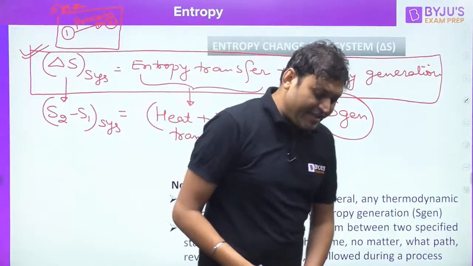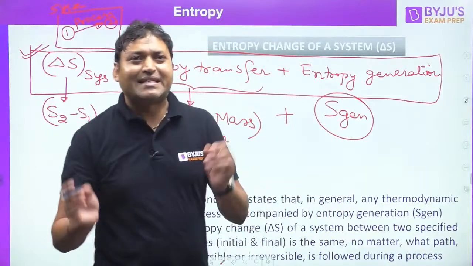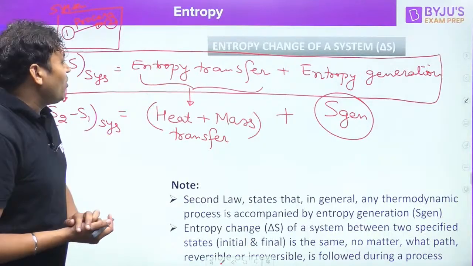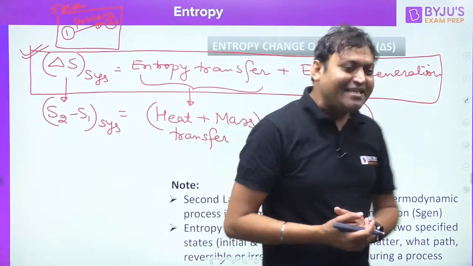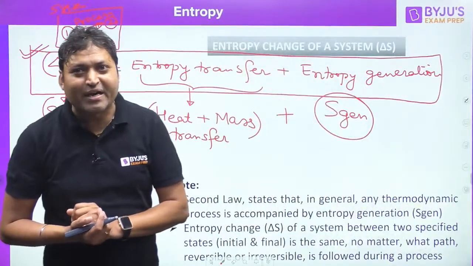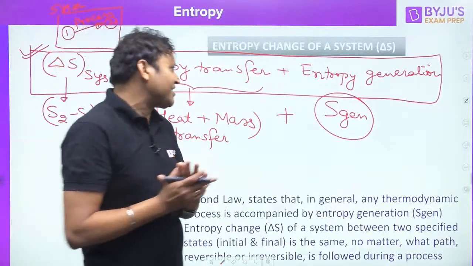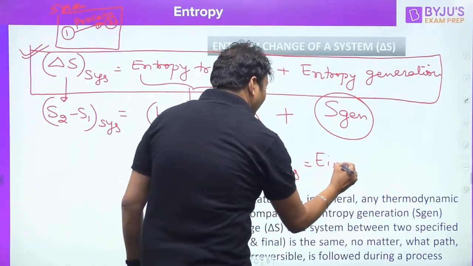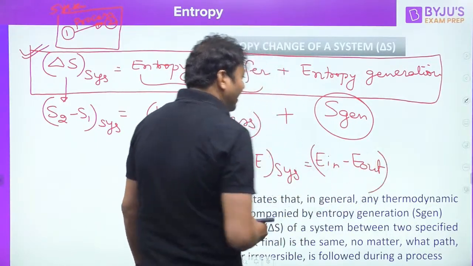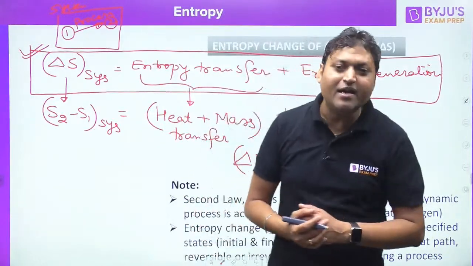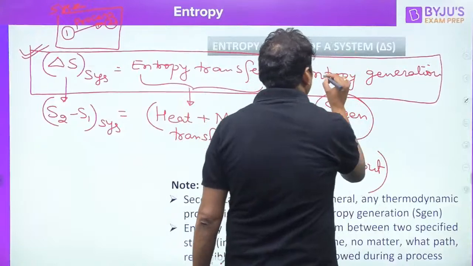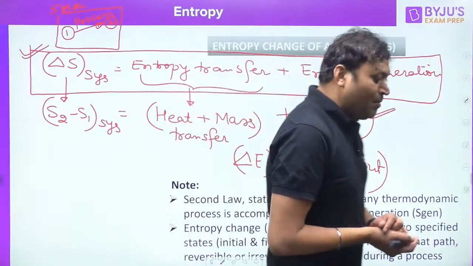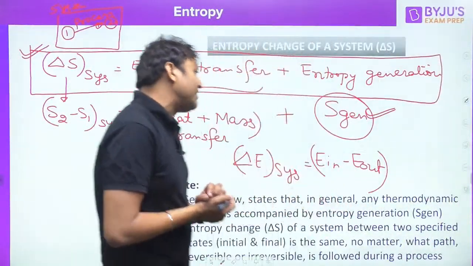In case of energy, the change in energy of the system is only energy transfer to or from the system. There is no energy generation. That is why energy is a conserved property. Energy can neither be created nor be destroyed. If we talk about energy change, then we only say E in minus E out. Whereas entropy is a non-conserved property because entropy gets generated in the system because of irreversibility associated with the process.